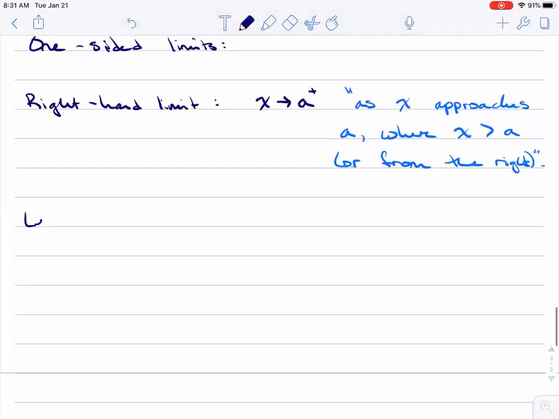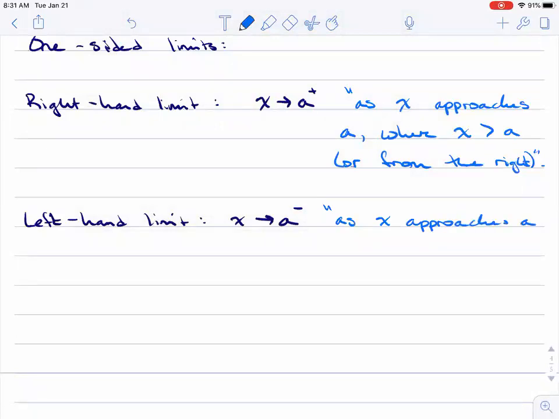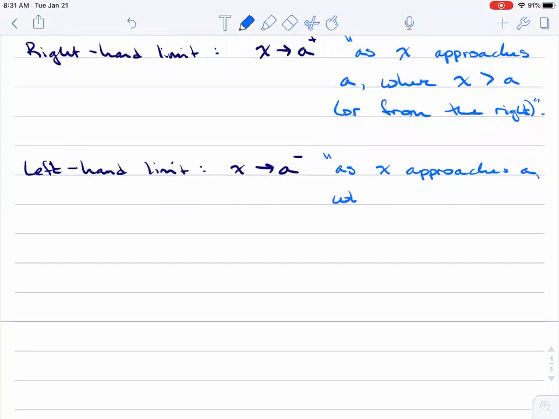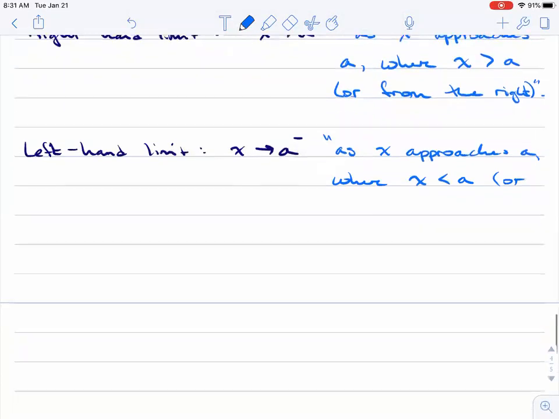Same idea with the left-hand limit. The left-hand limit we can show by saying x approaches a from the left, with the little superscript negative or minus, and we can say as x approaches a, where x is less than a, or from the left.